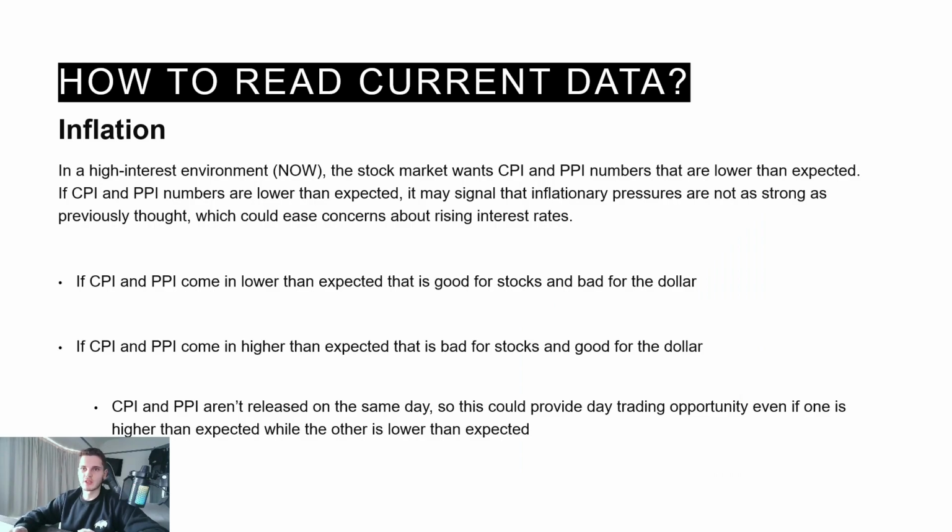Now, how do we read current data? Starting off with inflation. In a high interest environment, which is basically what we are in now, stocks want the CPI and the PPI to come in lower than expected, because this is going to be great for stocks. If it's coming in lower than expected, inflation is coming down. If inflation is coming down, the Fed is less likely to increase rates. So that's why it's good for stocks, and that's why it will be bad for the dollar, because if interest rates are less likely to hike, that makes the currency weaker. That's basically what we said here. Those are the key things. If you're looking to screenshot something, this part of the information is the key.